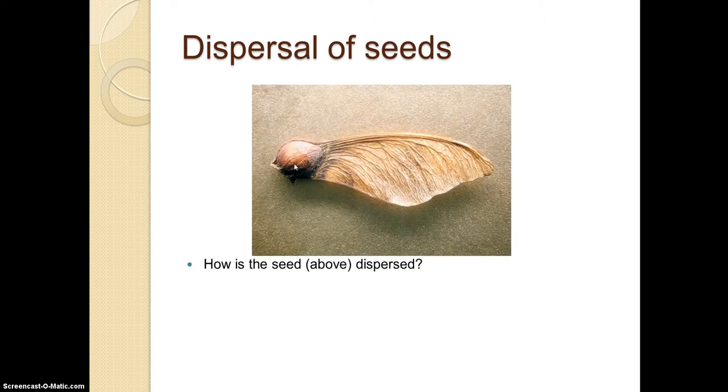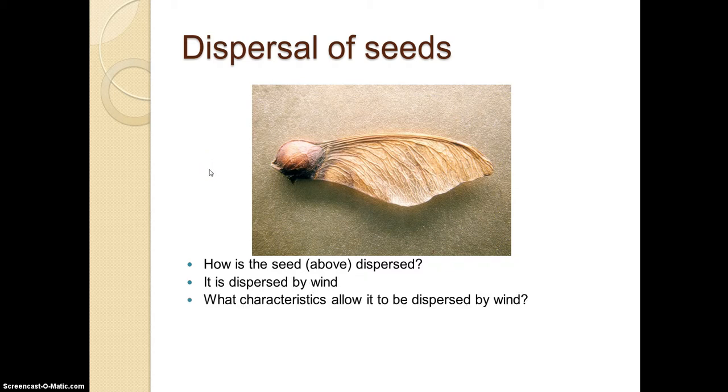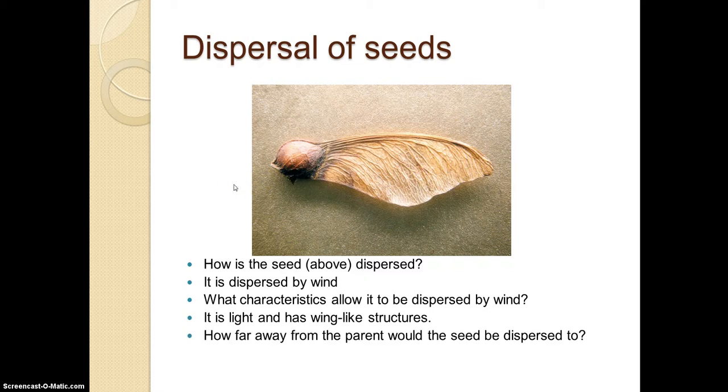How is the seed above dispersed? It is dispersed by wind. What characteristics allow it to be dispersed by wind? It is light and has wing-like structures. How far away from the parent would the seed be dispersed to? It could be dispersed to a very far distance from the parent.